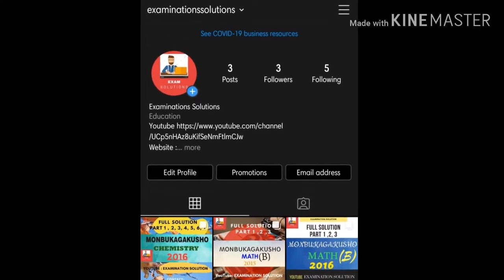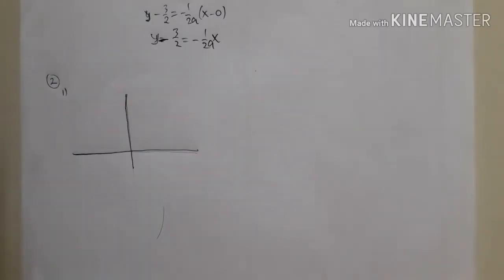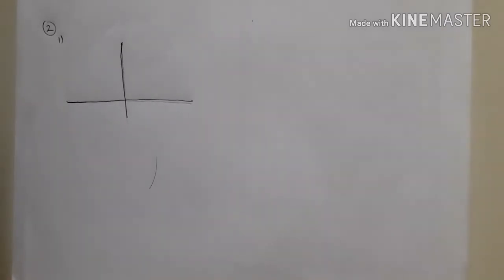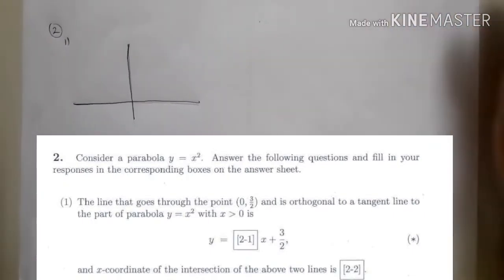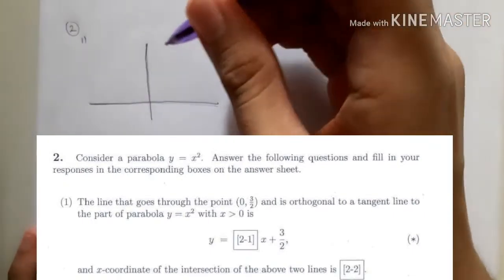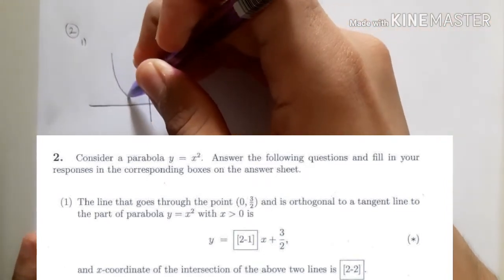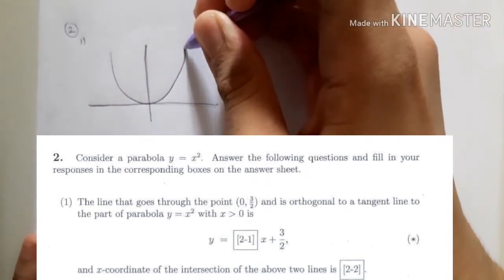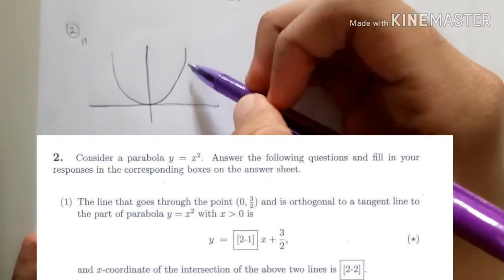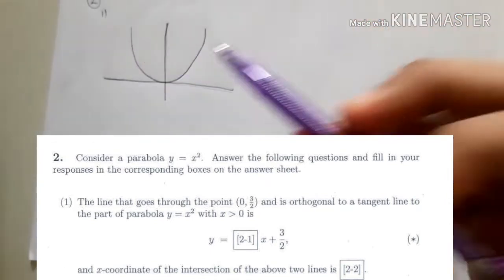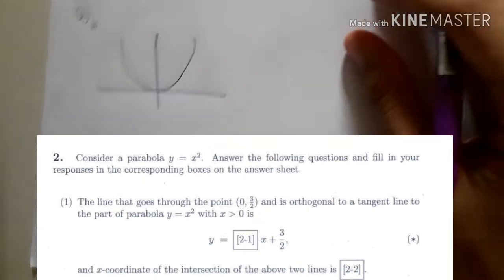Enjoy the solutions. Hello everyone, welcome to this Monbukagakusho Mathematics A 2016 Part 2. We are going to continue the series of Math A 2016, and this is part 2. Consider a parabola y equals x squared. It is the easiest graph to draw. You just make the graph this way. Remember that the parabola y equals x squared is tangent to the x-axis.